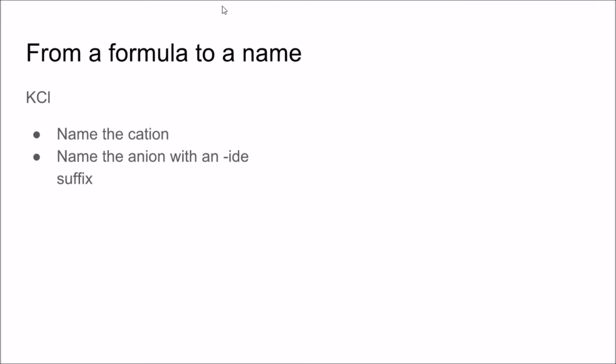So let's use this in an example. Let's move from a formula to a name. So here our formula is KCl. Let's get the name for that. So we need to name the cation, potassium, and name the anion with an -ide suffix. So we've got potassium and chloride. And that's it. The name for this compound is potassium chloride.